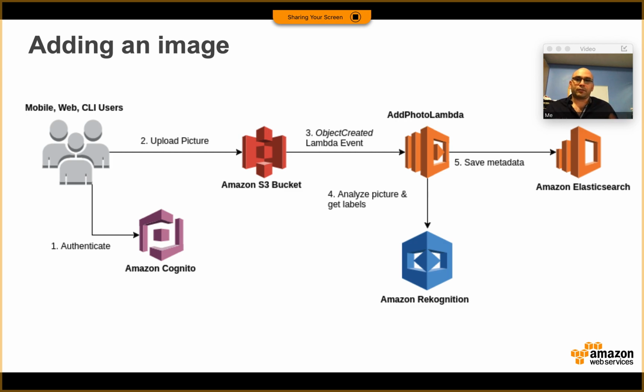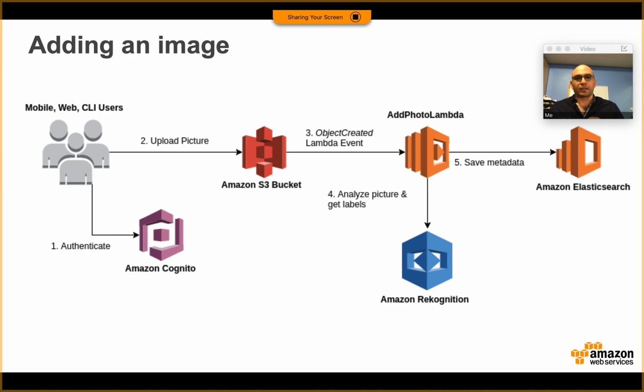There are three main flows. First, adding an image, and this is what happens. A user, or in this particular case, I showcase this functionality using the CLI, so I'm using curl and AWS commands. Through the CLI, I authenticate with Amazon Cognito, which is a managed user directory. Then I upload an image to an S3 bucket.